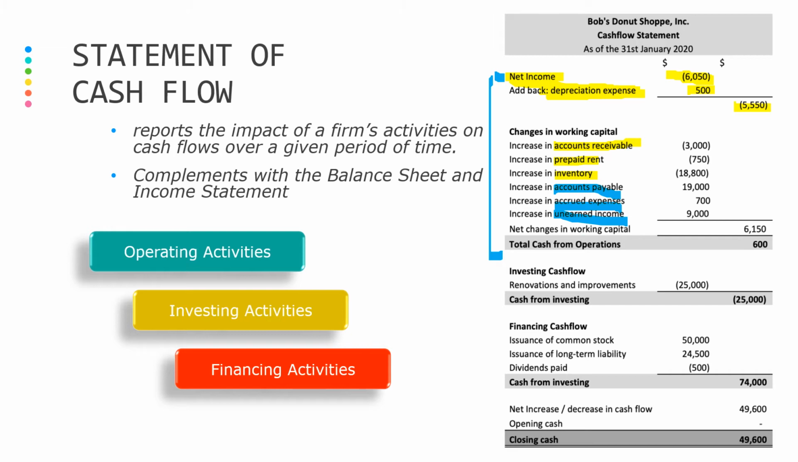So here, increase in accounts receivable. It is a cash outflow since the company has paid for the cost of its product and the sales have been made on credit.